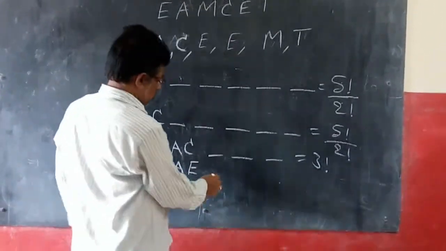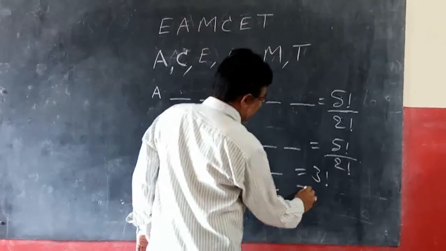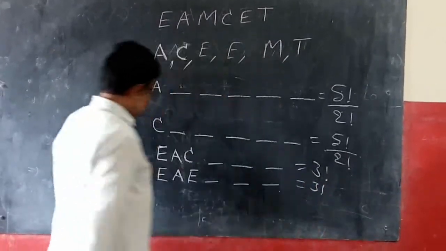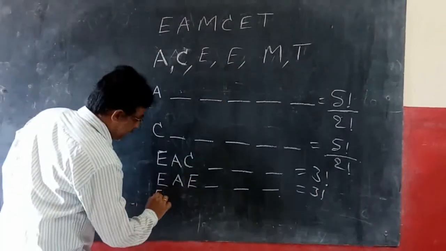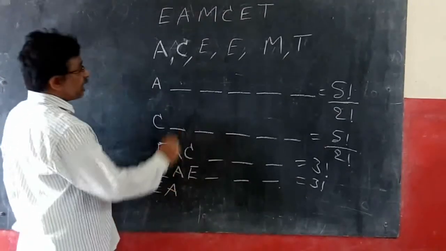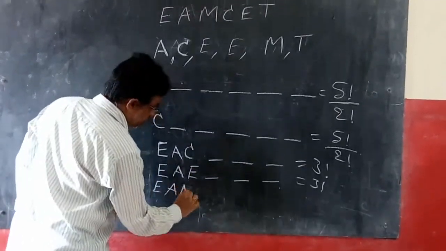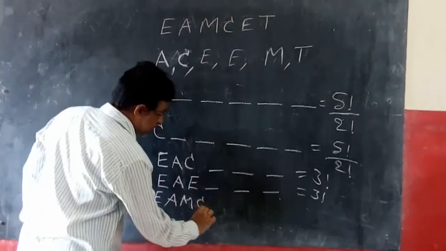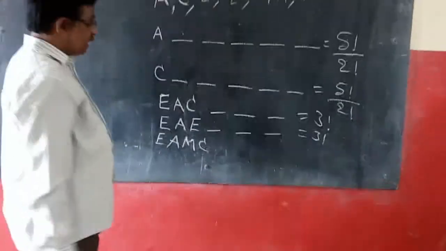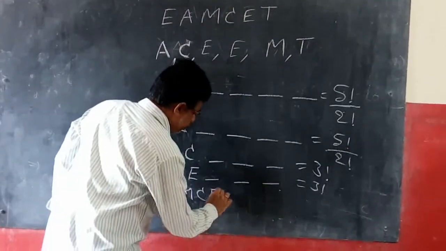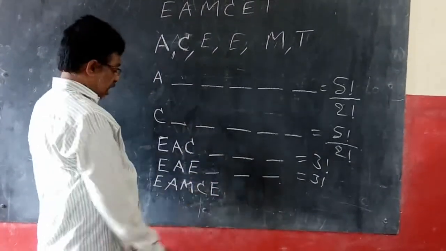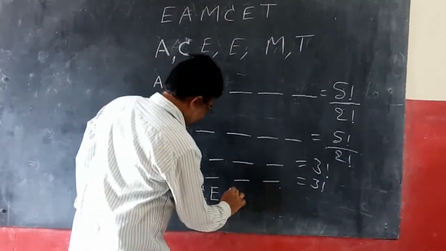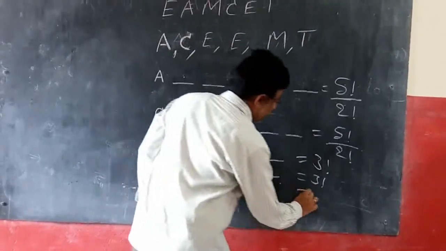EAE also. The remaining 3 letters can be arranged in 3 factorial ways. Next, EA. After E, M will come. M only will be EAM. After M in the dictionary order, C only will come. After C, E will come. After E, T only will come. So for MSET, you will get only 1.